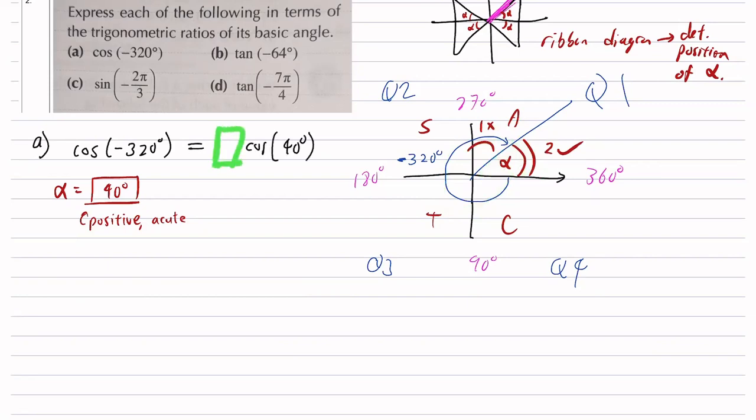But what sign? Plus or minus? It will be positive. Yes, because here is A. A means all of the sine, cosine, tangent are positive. So that means it's plus. Since we know all the sine, cosine, tangent are positive, how about secant, cosecant, and cotangent? Can we work out the sign of them?